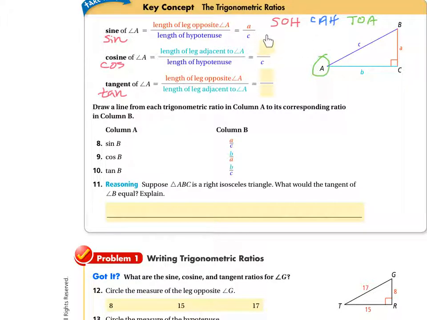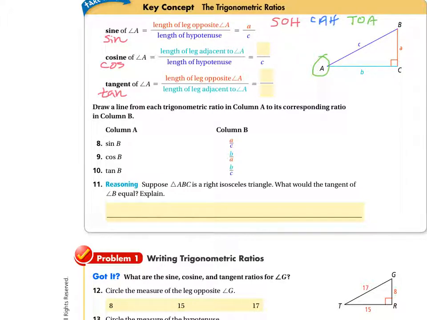So if sine is the leg opposite over the hypotenuse, that's where the O and the H come from. If cosine is the leg adjacent over the hypotenuse, that's where the A and the H come from. And if tangent is the side opposite over the side adjacent, that's where the OA comes from. But it's really easy to misspell SOH CAH TOA. So I have developed yet another little ditty for you.